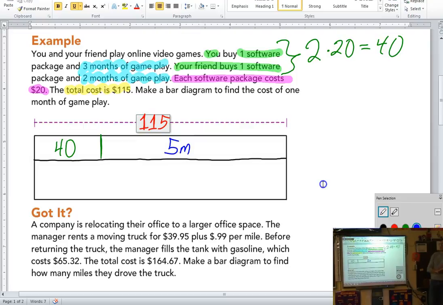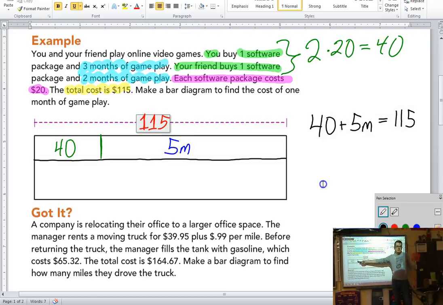Think about if this is an equation. What this represents, if you want to write off to the side, all this represents is 40 plus 5m equals 115. That's what we've modeled right now. We've got $40 in our software. We've got 5 months of gameplay, but we don't know what the months cost. We know in total it equals 115.